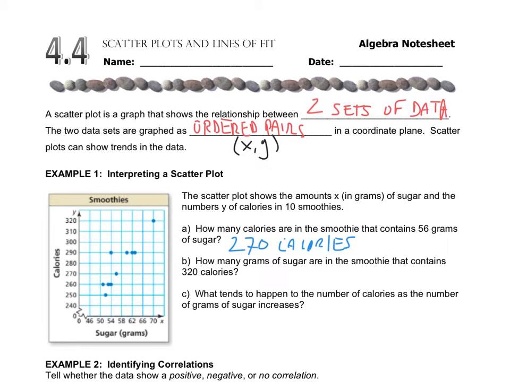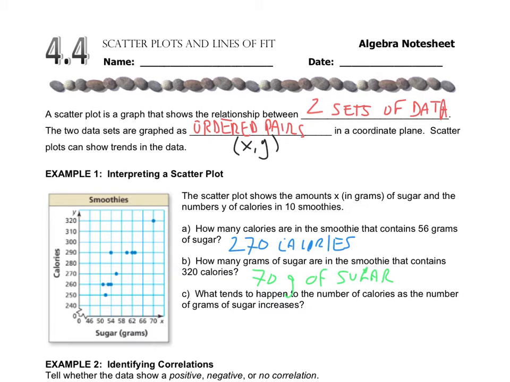Second question, how many grams of sugar are in a smoothie that contains 320 calories? Now I'm focused on the calories here, and I'm going to come across this line until I find a point, follow that down, and that would tell me that there are 70 grams of sugar in that many calories.